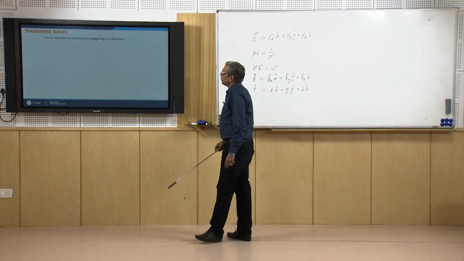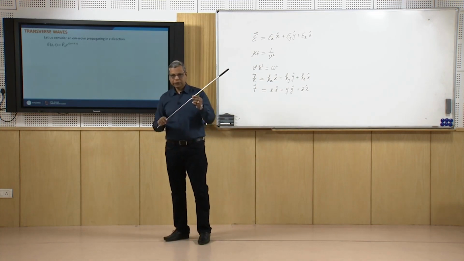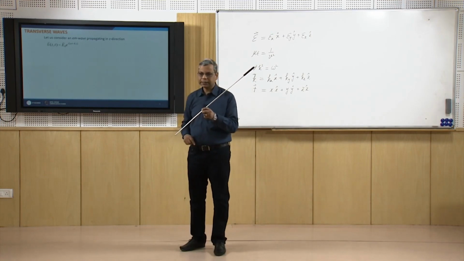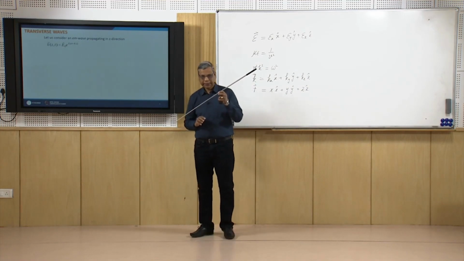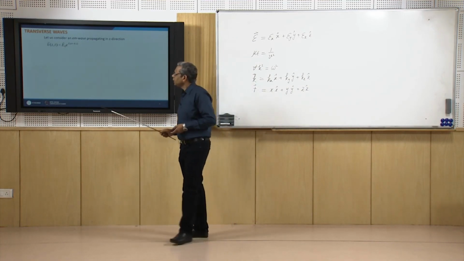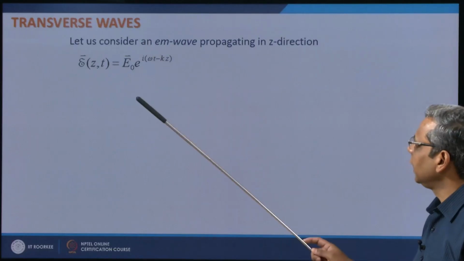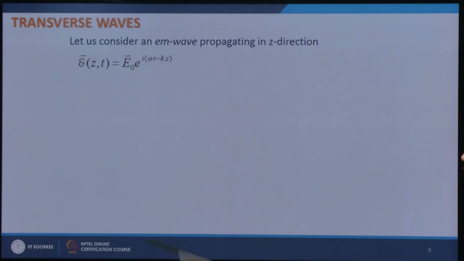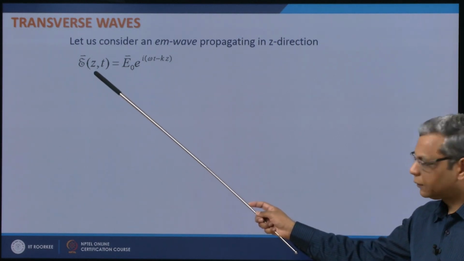Well, let me now consider a wave which is going in a certain direction, and let me choose that direction as the z direction. If I choose that direction as the z direction, then mathematically I can write the electric field associated with this as E 0 e to the power i omega t minus k z. Of course, this constitutes three equations: one in Ex, another in Ey, and yet another in Ez.